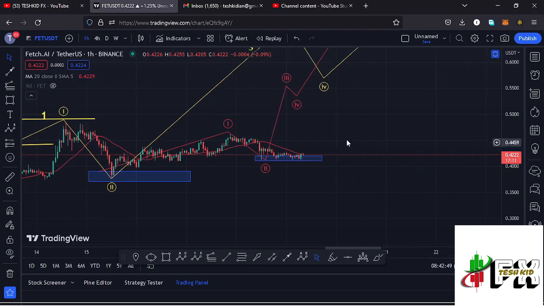And for that move to also play out, we need to get above the 20-day MA, both on the 1-hour chart and also on the 4-hour chart, and also see a break above the significant high at around the $0.4604 mark. And the moment we manage to break above that significant high, then that will be enough confirmation that whatever we are seeing is the formation of this wave 3 to the upper side.